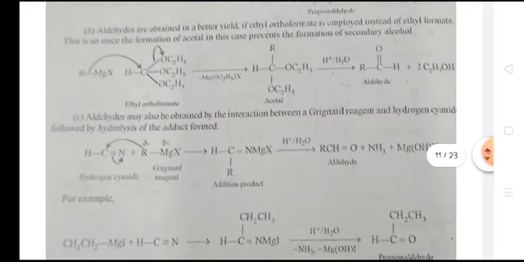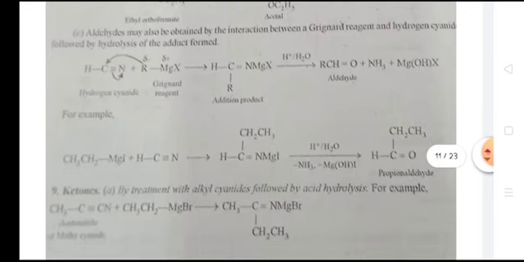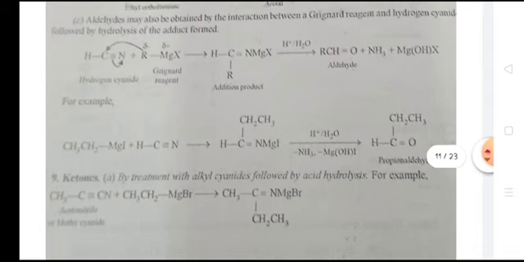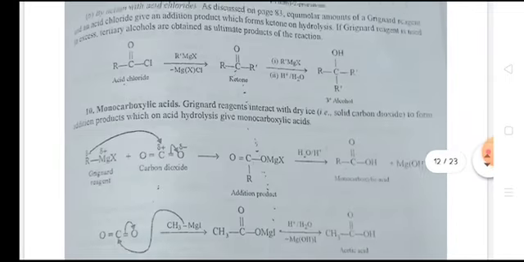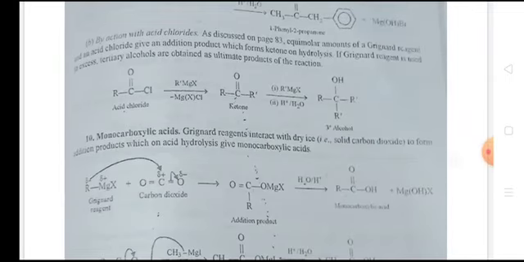Aldehydes are obtained in better yield if ethyl orthoformate is employed instead of ethyl formate. This is so since the formation of acetal prevents the formation of secondary alcohol. Aldehydes may also be obtained by the interaction between a Grignard reagent and hydrogen cyanide. Ninth, ketones, by treatment with alkyl cyanide followed by acidic hydrolysis, or with acid chlorides.